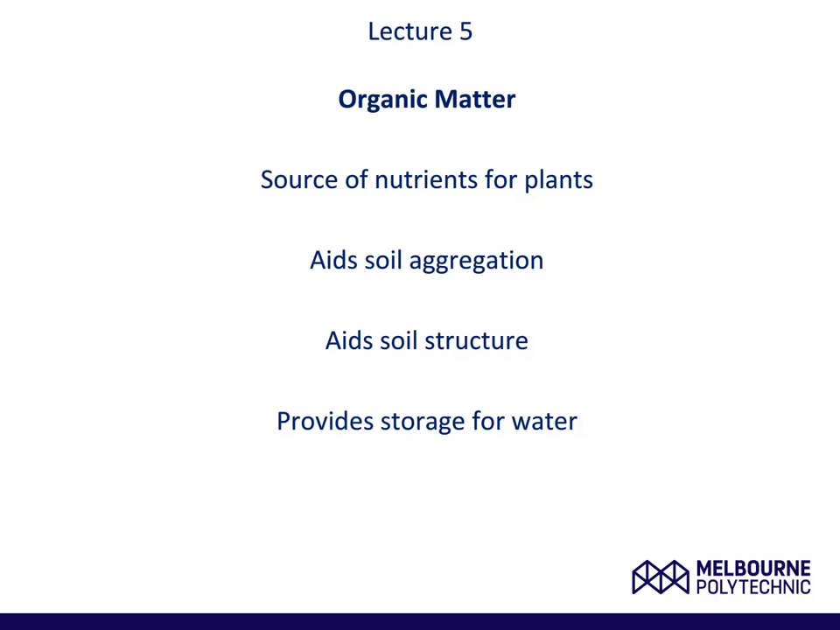Soil contains organic matter. The amount of organic matter that a soil contains can vary largely. Organic matter is important as it is a source of nutrients for plants. It also has other functions. It aids soil aggregation, it also aids soil structure, and it provides storage for water.